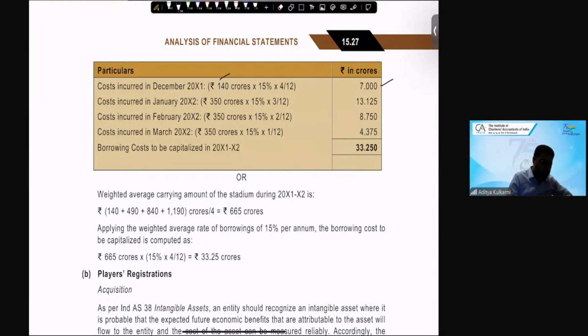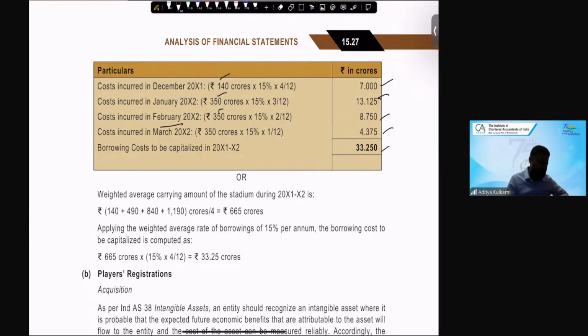Next. Cost incurred in January, 350 crores into 15% into 3 by 12. February, 350 into 15% into 2 by 12. 31st March into 1 by 12. So 33.25. Are you able to understand?